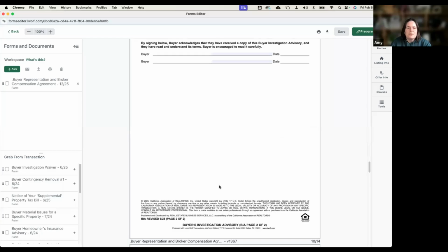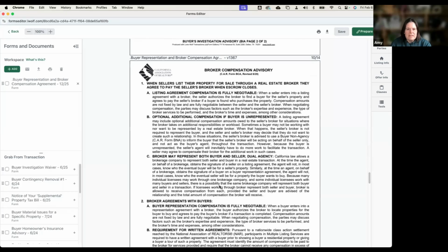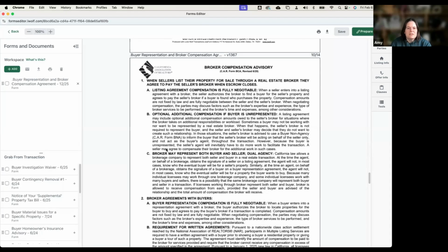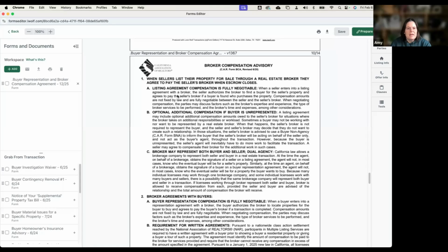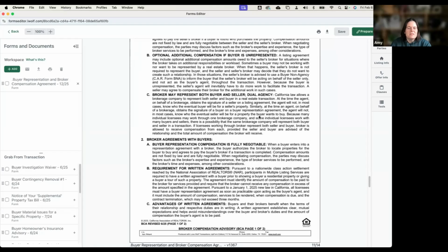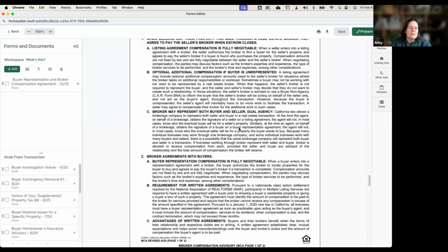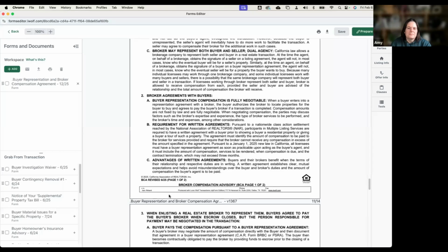We also have our broker compensation advisory. There's the seller's portion of it, which is section 1, and then the buyer portion, which is section 2. Doesn't mean that we don't cover what's in section 1 with our buyers. We can still go over that, make sure they understand what's in there, but our main focus is going to be section 2 for our buyers.